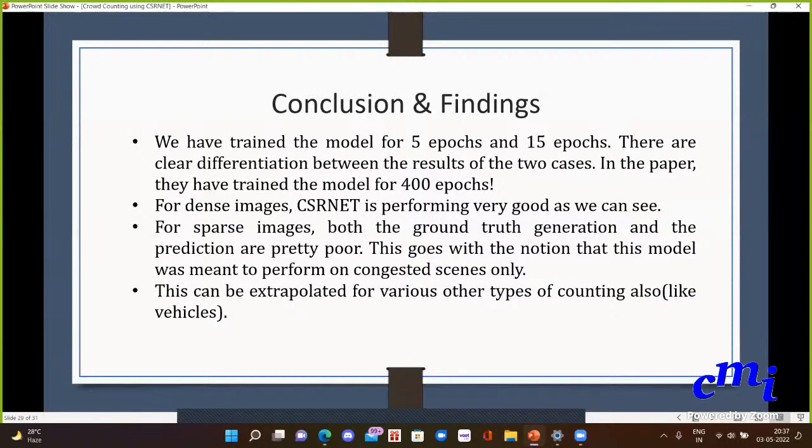After that, there's some conclusion. We trained the model for 5 epochs and 15 epochs, and clearly the 15-epoch model was surpassing the 5-epoch model. Also, in the paper they trained the model for 400 epochs, but since we don't have those resources or luxury, we couldn't do it for 400 epochs. Also, after 15 epochs, if I increase the epochs, sometimes the runtime got disconnected, so we couldn't do it in Colab.